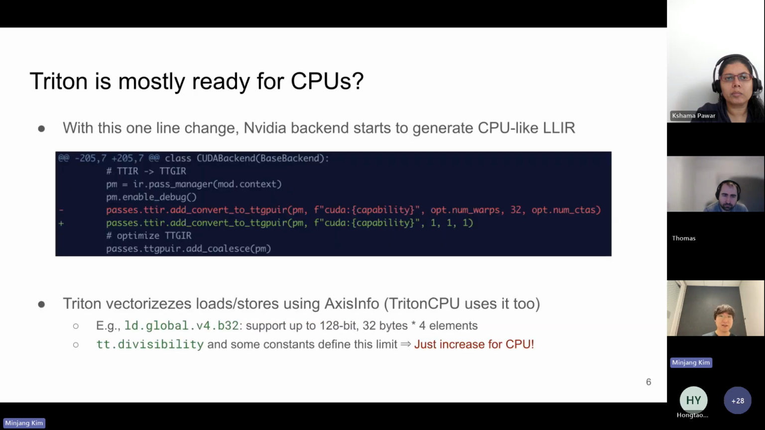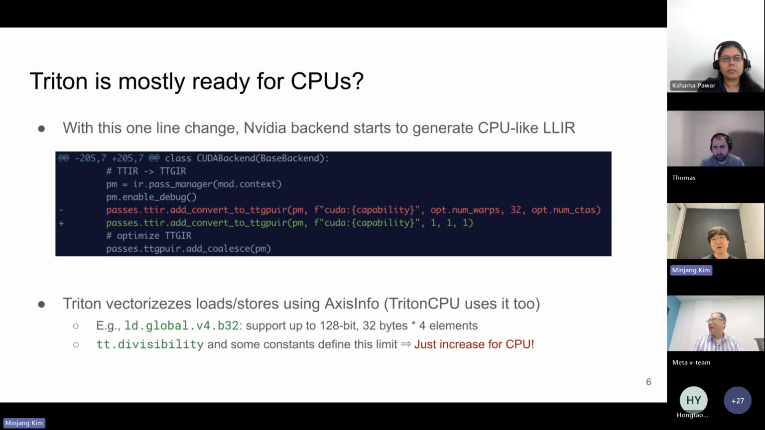So I did a quick experimentation. This is the NVIDIA backend. Here, I just changed the constants: one warp, one thread per warp, and one thread block. Then, surprisingly, the NVIDIA backend already starts to generate very CPU-like LLVM IR.